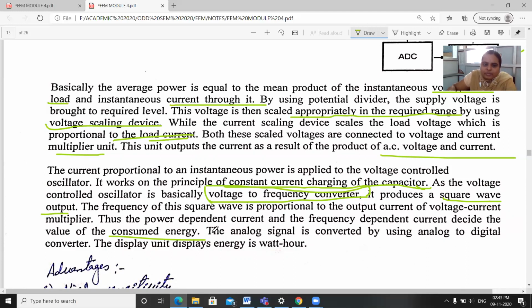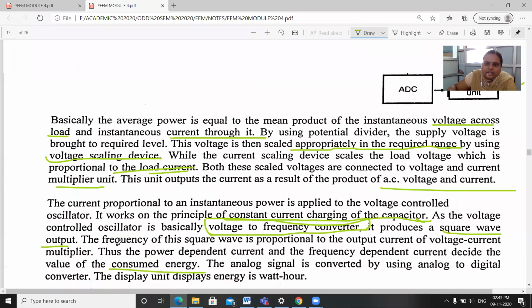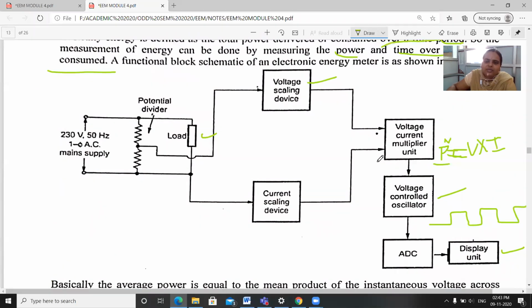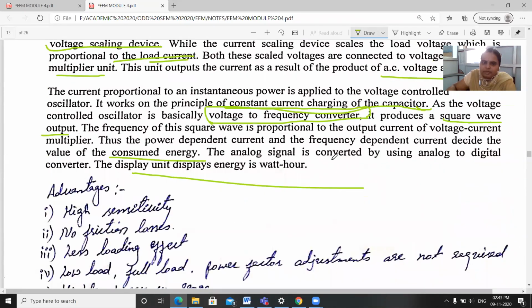Then the analog signal is converted by the analog to digital converter. After the analog to digital converter, the display unit displays the energy in terms of watt hours. What is there in the diagram, you have to write just in the theory part.